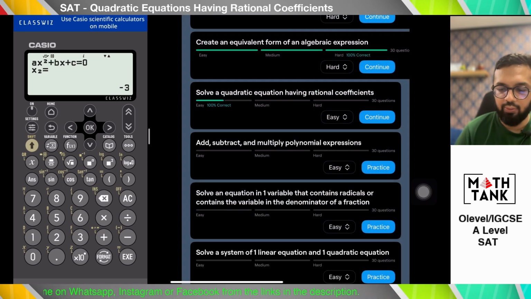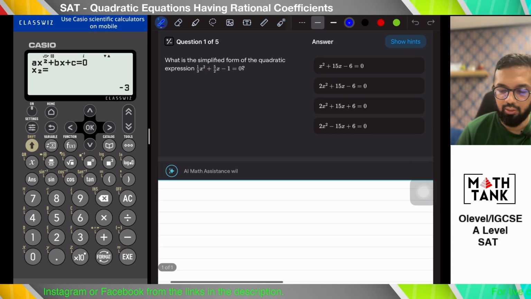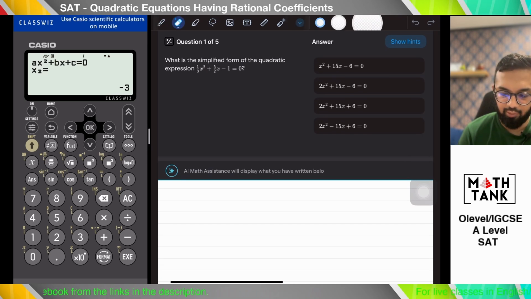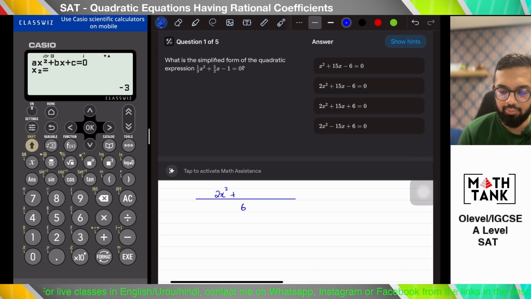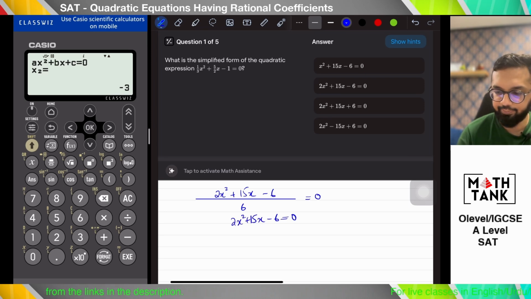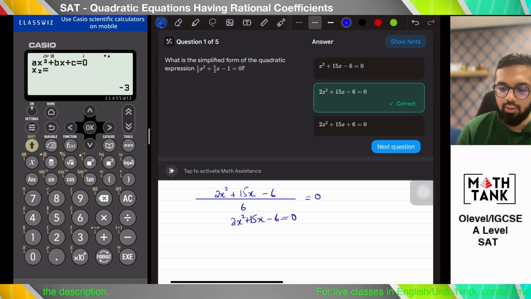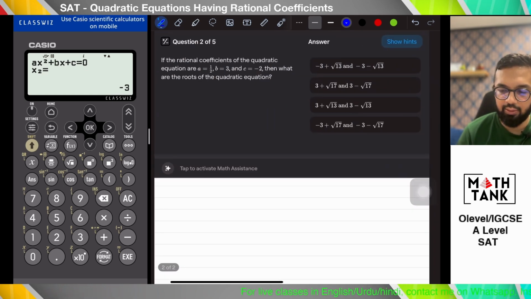Some more easy questions on the way. Let's solve this. Okay. So in the denominator, I get 6. I get 2x squared plus 15x minus 6 equals 0. Okay, that was easy. Let's look at the next one.